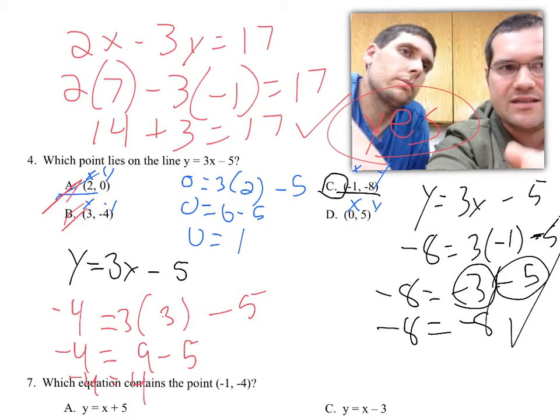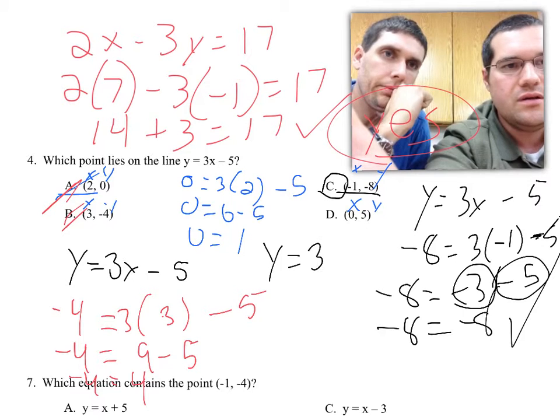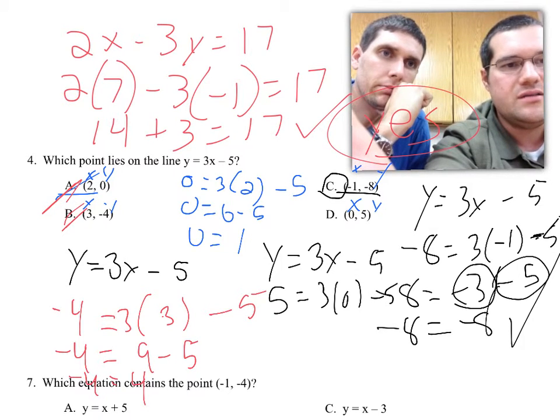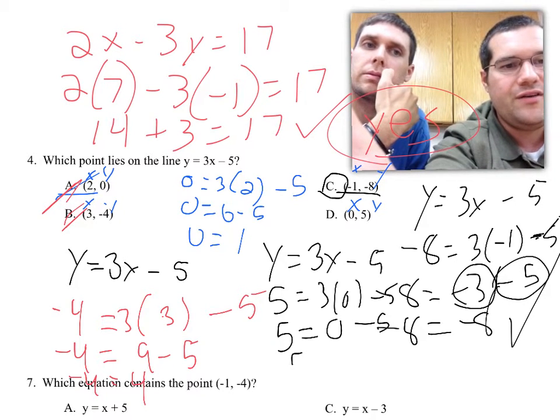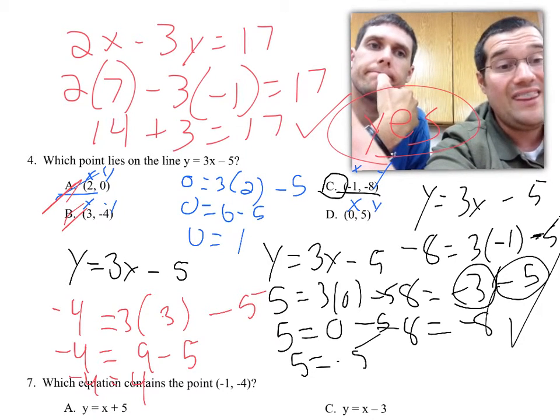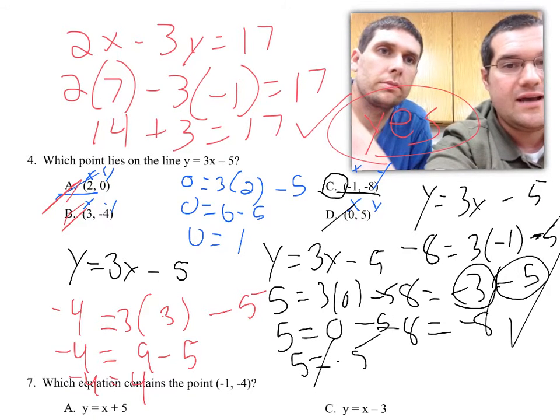But just to make sure, because if this were the state test, I'd still want you to do this last one. I'm going to do y equals 3x minus 5. I'm going to do this real quick. 5 is y in this case. 3 times 0 minus 5. 5 equals 0 minus 5. 5 equals negative 5. That does not check out. Alright, so we definitely know that it's not D. It's got to be C.